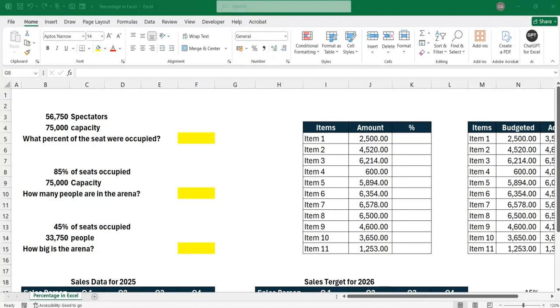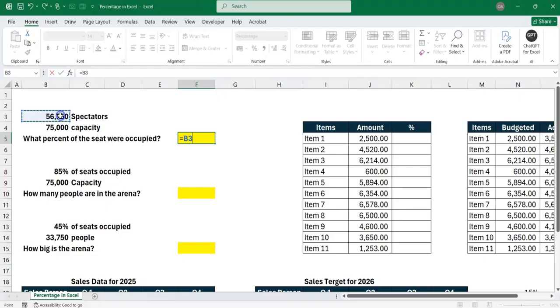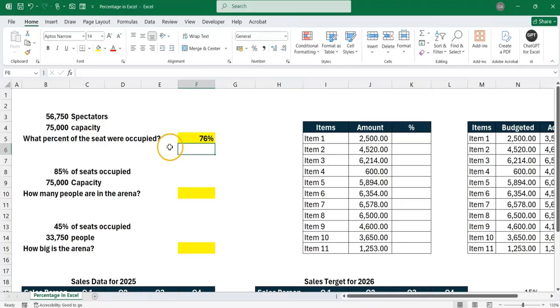Now let's get started. We have this question: an arena has 56,750 spectators. The capacity is 75,000. The question is, what percent of the seats were occupied? To solve this, we say equals, we take the number of spectators, we divide it by the total capacity of the arena, and that gives us the percent of spectators. That means that 76% of the seats were occupied in that particular arena.